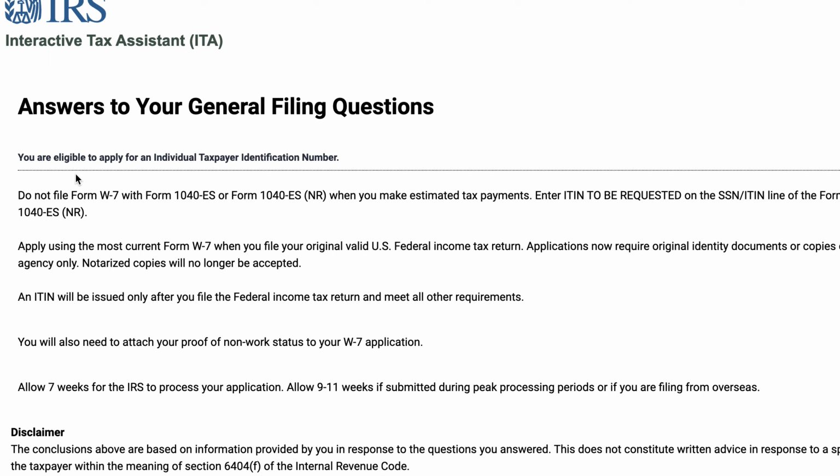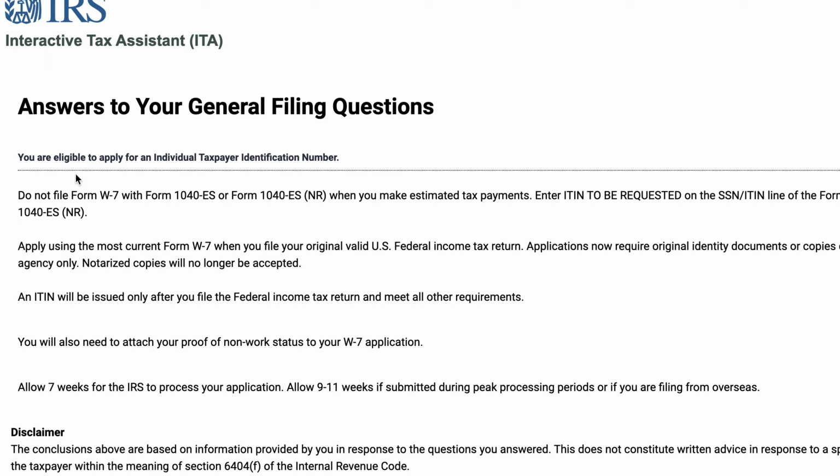valid U.S. tax return. Applications for an ITIN now only accept original identity documents or copies that were certified by the issuing agency. So you can't use a notarized copy. You have to use original documents or certified copies. And then an ITIN is only issued after you file the tax return and meet other requirements.